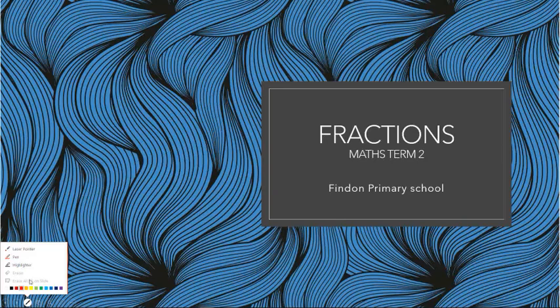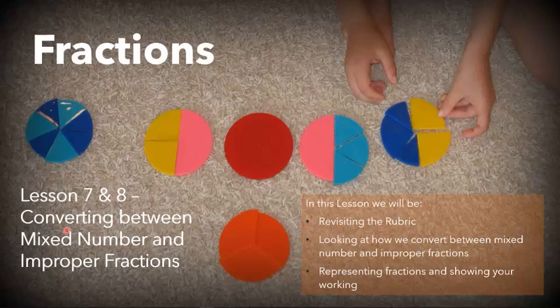So this is covering the last 2 points of our rubric, this presentation. This will associate with both the lessons for Wednesday and Thursday this week, and that is converting between mixed number and improper fractions. In this lesson, we're going to be revisiting the rubric, and that's this video. This is the last two sections of the rubric, and they don't really relate to anything specific in terms of fraction. They are more about the way in which you represent your mathematical thinking.